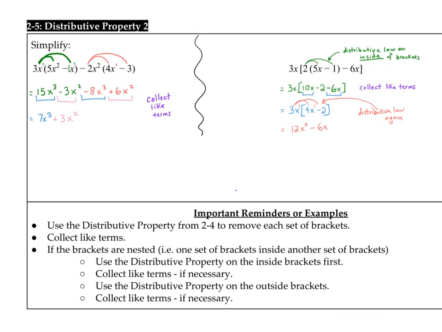So just to recap, what you're going to do is to use the distributive property that you did from the last lesson to remove each set of brackets. And then you're going to collect like terms. But what you have to remember is if the brackets are nested, which they are in this example here, which means one set of brackets is inside the other set of brackets, you're going to use the distributive property on the inside first, and then you're going to do the distributive property on the outside set of brackets.